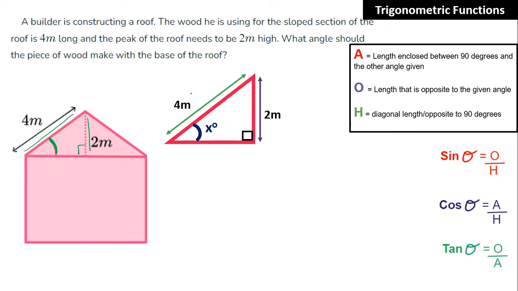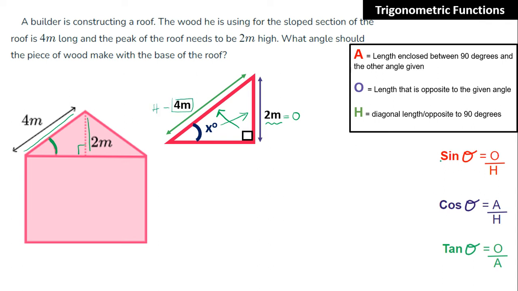Now, in this particular question, you can see that this 2 meters is the length that is right opposite to the given angle. It doesn't matter if the angle is unknown, the fact that it exists means that the length opposite to it becomes my opposite, or O, and the diagonal length, the one opposite to the 90 degrees, is 4 meters, which means that this is my H.